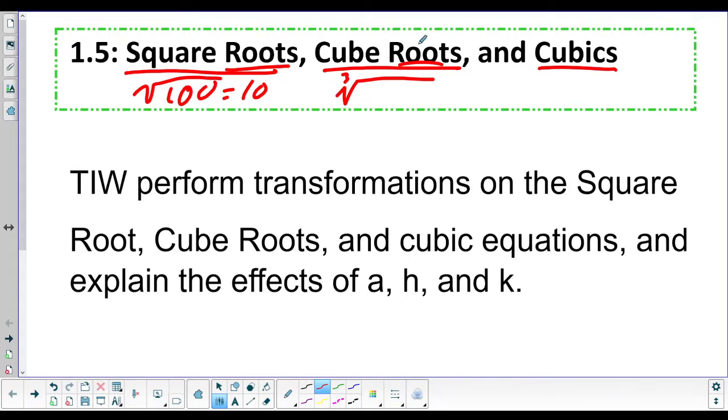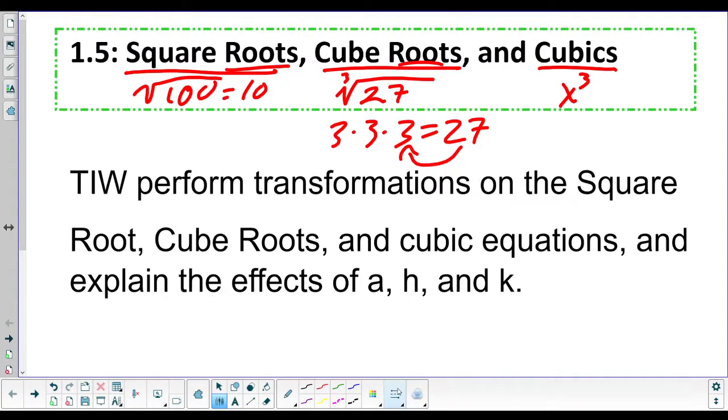One example of that would be cube root of 27. 3 times 3 times 3 is 27. So the cube root of 27 would be 3. Okay, so it's just going backwards. Then cubics are if we have x cubed. So we're going to focus on those 3 types of functions today.